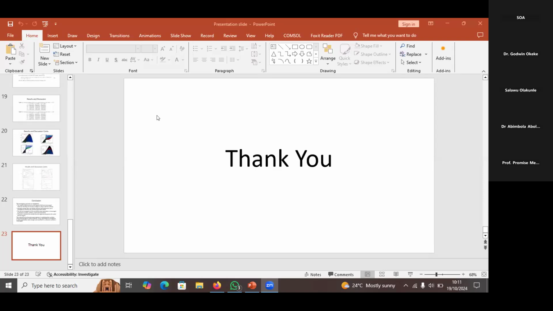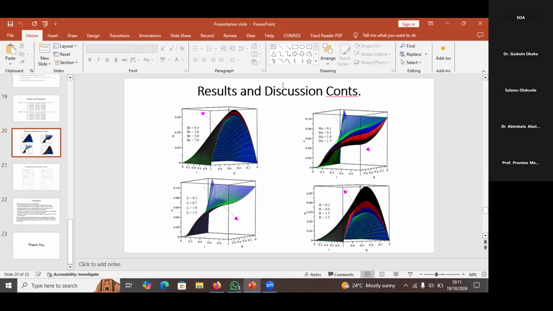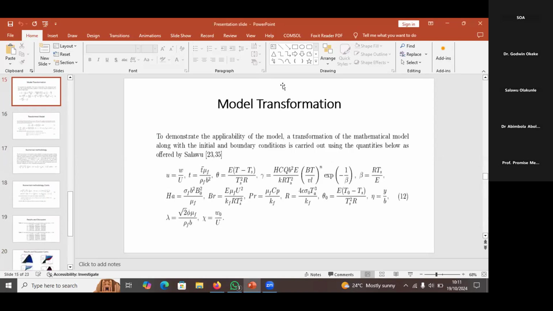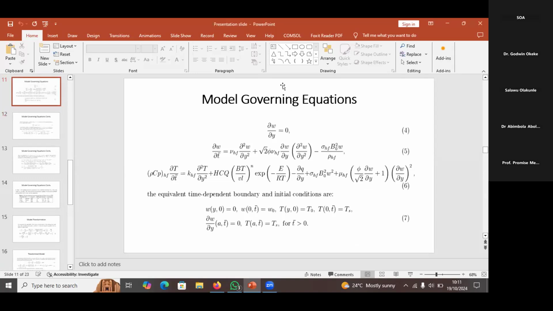In dimensional form. Yes, the original equation. Yes, here you have it. No, this is dimensionless. The original equation. Okay. Yes. My question is on this gamma radiation.